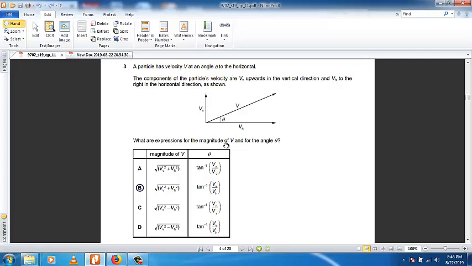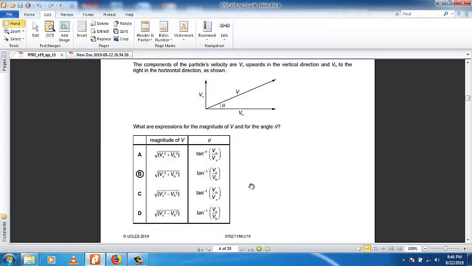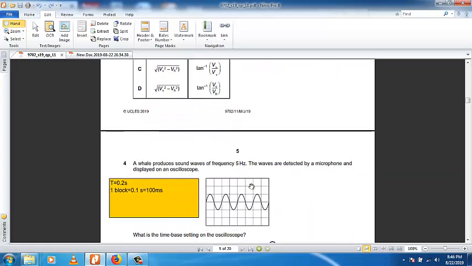So now for theta, we should know that tan theta is equal to the vertical component over the horizontal component. So theta equals tan inverse of vertical component over horizontal component. So it's B. That was an easy question.